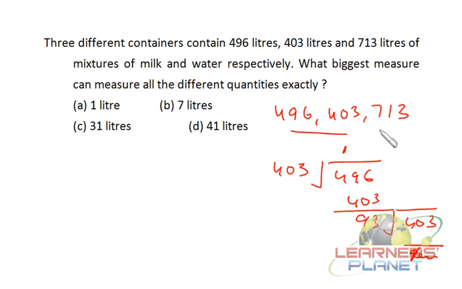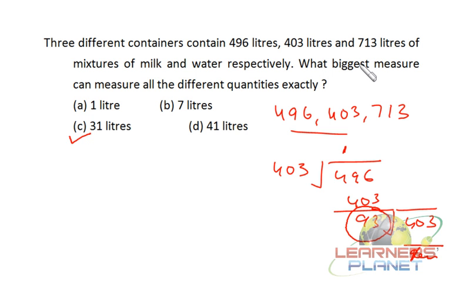Okay, but we'll be doing a smart work over here. Friends, division is actually repetition of subtractions. So what we do, we just try to subtract. Suppose I find out the difference of 496 and 403, which I am getting is 93. Now we just see in the options whether there is any number which is a factor of 93. That we can see over here, it is 31. So bright chances are there that 31 will be the HCF of all these three numbers.